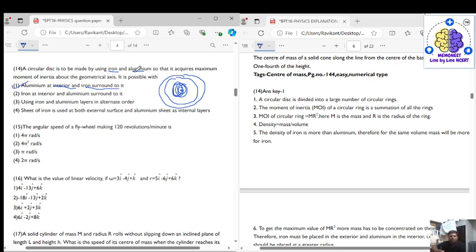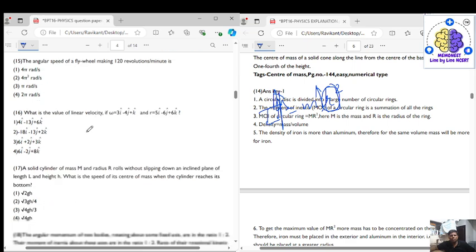Because moment of inertia I is equal to mr square. So if we increase r, moment of inertia will increase, and also if we increase m, moment of inertia will increase. So because iron has greater density, to keep the moment of inertia maximum for the disc, the heavier metal is placed at the outer side so that we get the maximum moment of inertia, right? So therefore the correct answer for question number 14 is option 1. Now coming to question number 15.